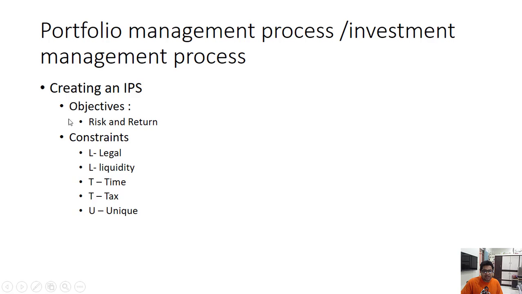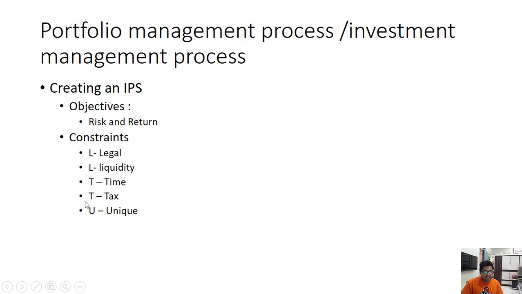Objectives are what kind of risk the client can take, how much risk you can take on the portfolio, what investments are allowed and what investments are not allowed based on the risk. Then what are the return requirements? Does the client want to beat inflation? Does the client want to beat a certain index? What is your objective of creating this investment plan? So you need to first jot down or derive risk and return objectives, and then go to constraints.